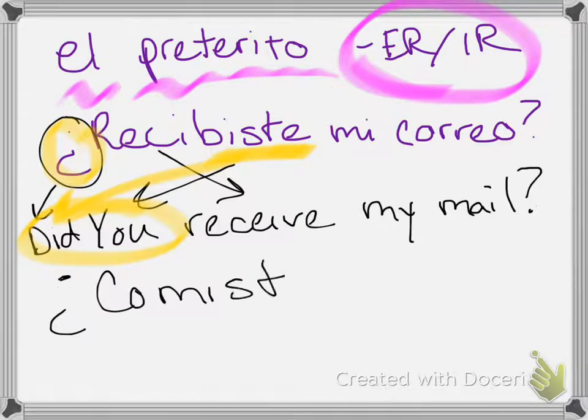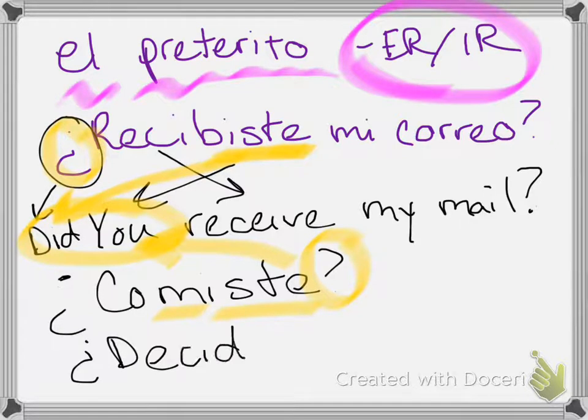Okay, so another example could be comiste. So what would comiste mean, right? So I have iste, I have a question, so it's did you, and then eat. Did you eat? Comiste. Okay, here's another one. Decidiste. Okay, so I have this iste, I have this question mark, so that means did you, and then I look at my verb, decide. Did you decide? See, decidiste.